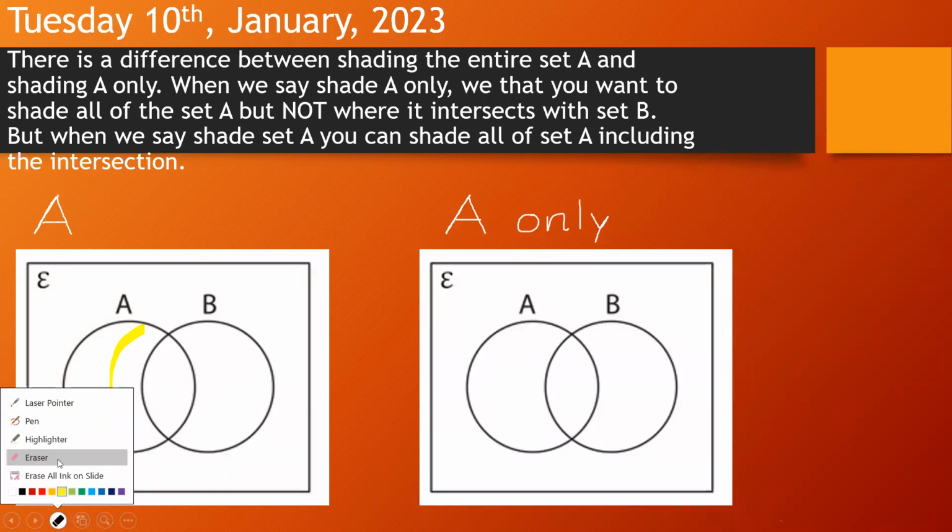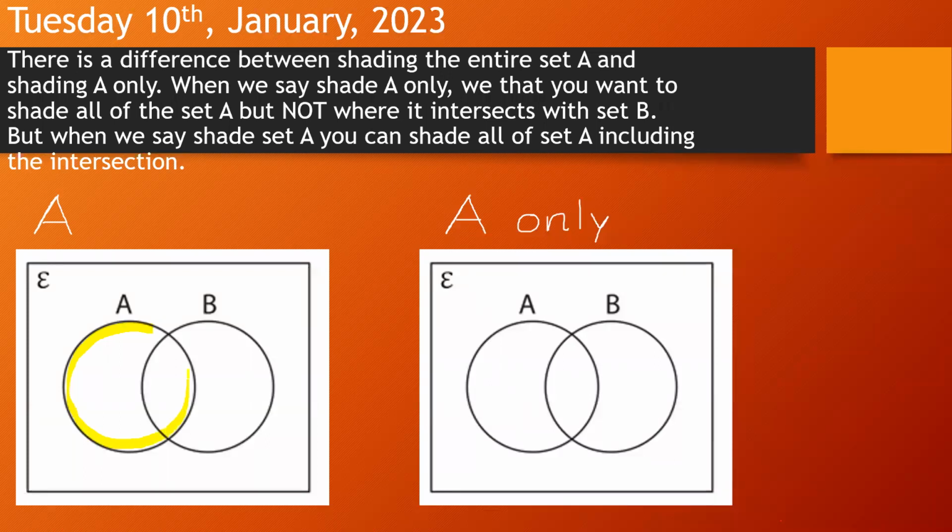So let's do that again. If we want to shade A, we would shade the entire set A. So all of this, all of this, all of that, everything. All of that is A, and we shade in all of that. That's set A right there.